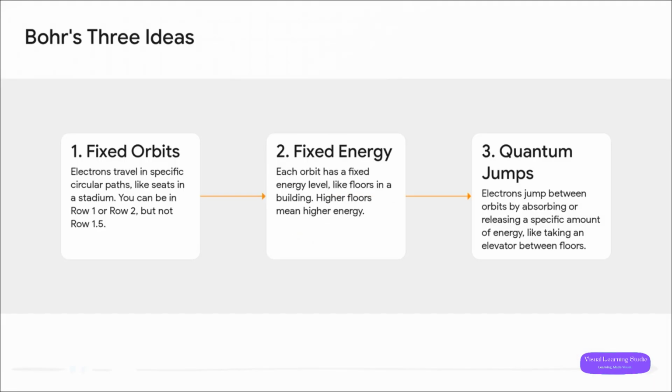First, he said electrons are stuck in these fixed circular orbits. A great way to think about it is like seats in a stadium. You can sit in row 1 or you can sit in row 2, but you can't just float somewhere in between, right? No row 1.5.